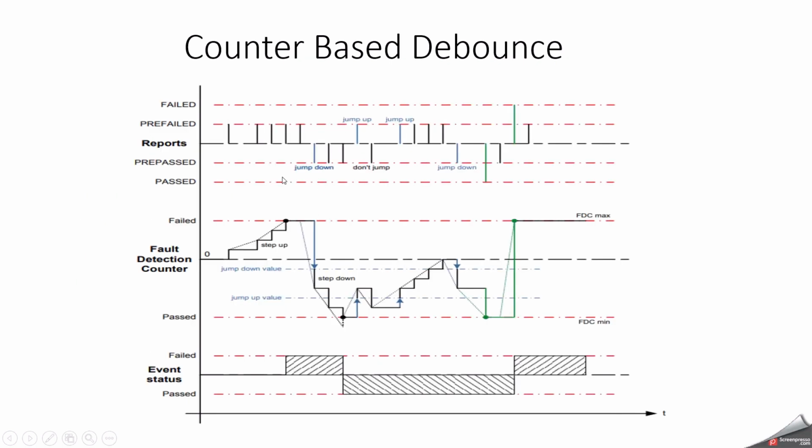If you see this image, it clearly explains what will happen whenever you report pre-failed, pre-passed, or failed. In counter based, there is a possibility to directly report failed as an event status, and at the same time you can report passed also. But in monitor internal, you are not allowed to pass the event status as pre-failed or pre-passed. Only failed or passed is allowed. So here, if you see, whenever a pre-failed occurs, how your increment step occurs. At the same time, whenever a pass is reported, how your step down activity is happening.